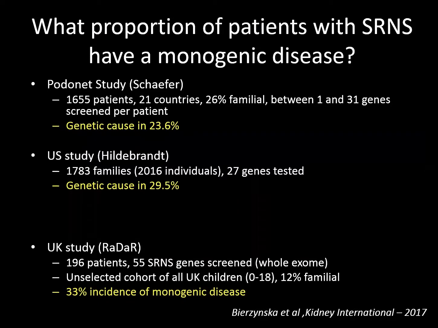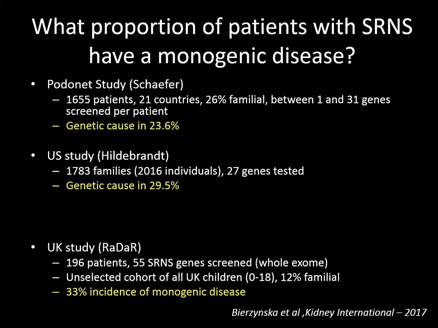So we can start to ask questions around the disease that we couldn't previously ask. For example, what proportion of patients that we see in our clinic with SRNS have a single gene disorder, a monogenic disease? There had been some previous studies, particularly from Franz Schaefer's group in Germany and also Hildebrandt's group in the US, that had looked in the same way for genetic causes in this group of patients, but their groups of patients were highly enriched for familial cases, and they hadn't screened all the known genes. But nevertheless, they found a relatively high proportion of genetic causes.